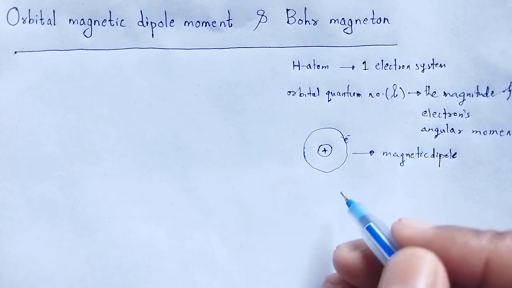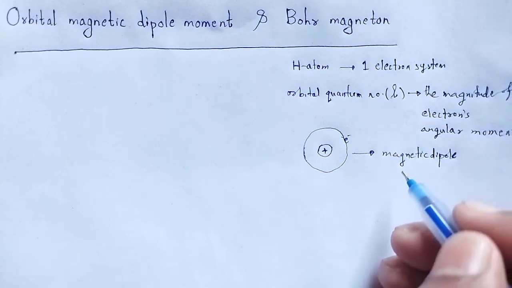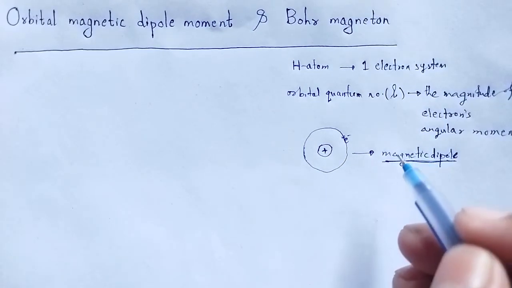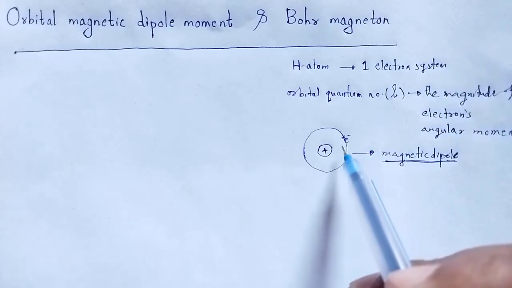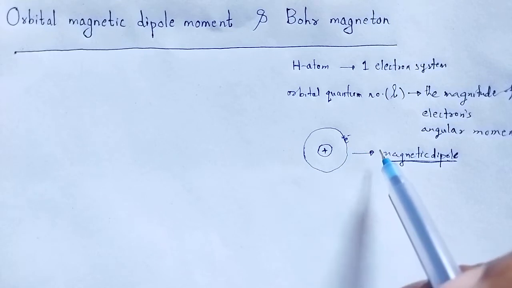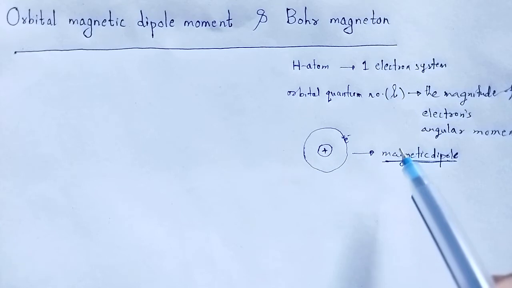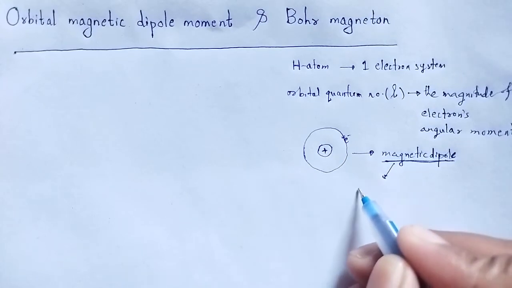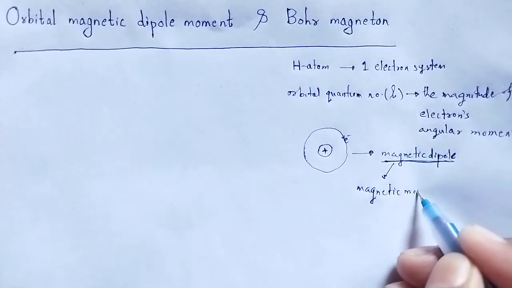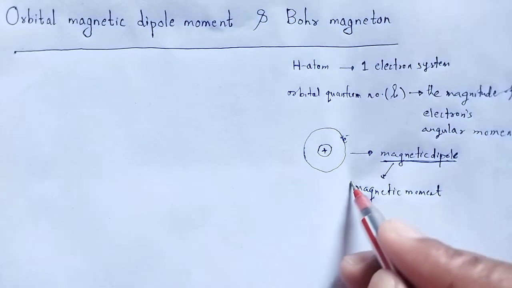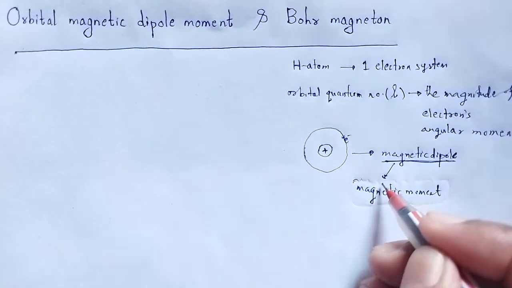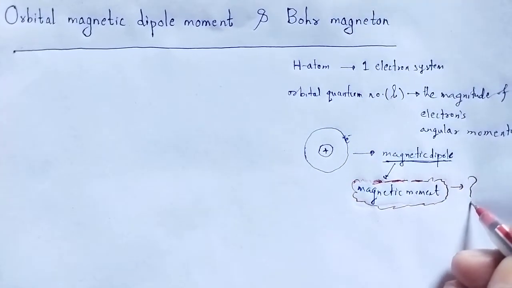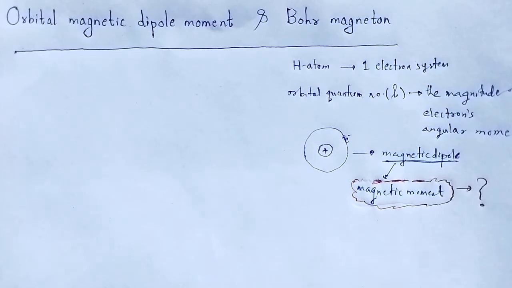Our aim is to determine the magnetic moment. Since the revolving electron is treated as a magnetic dipole, it consists of a north pole and a south pole. Now we have to determine the magnetic dipole moment, or magnetic moment. So how do we calculate the magnetic moment? Let us proceed.